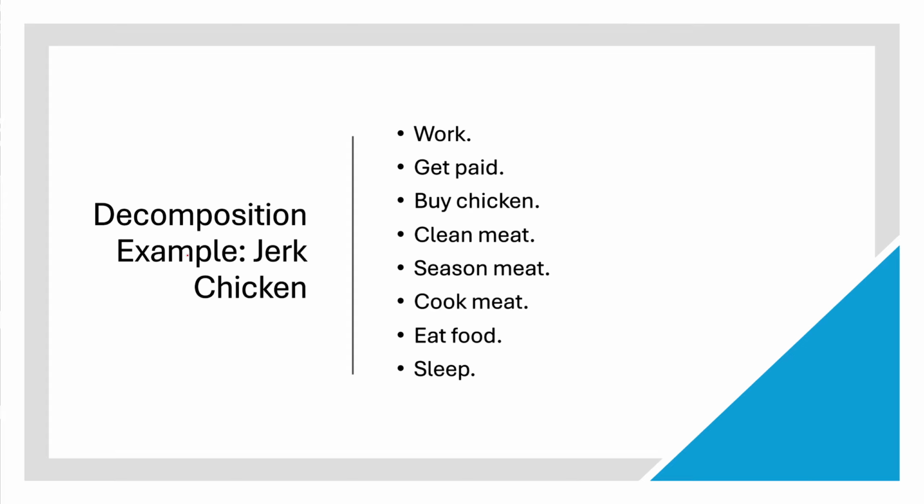The example I have here is how to make jerk chicken. It was a bit of a silly thing, but I just wanted to create it again just to explain or show the steps you have to follow. So obviously you work, you get paid, you buy the chicken, you clean the meat, sorry if you're vegetarian, you season the meat, you cook the meat, you eat the food, you sleep, and you repeat the process again and again and again. So these are the steps you need to follow for one really random silly task, but again, it's all about the steps you have to follow.